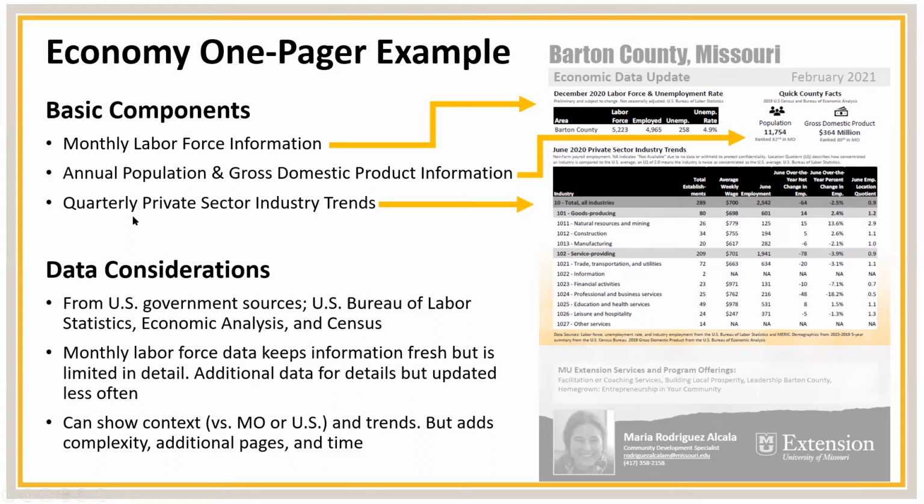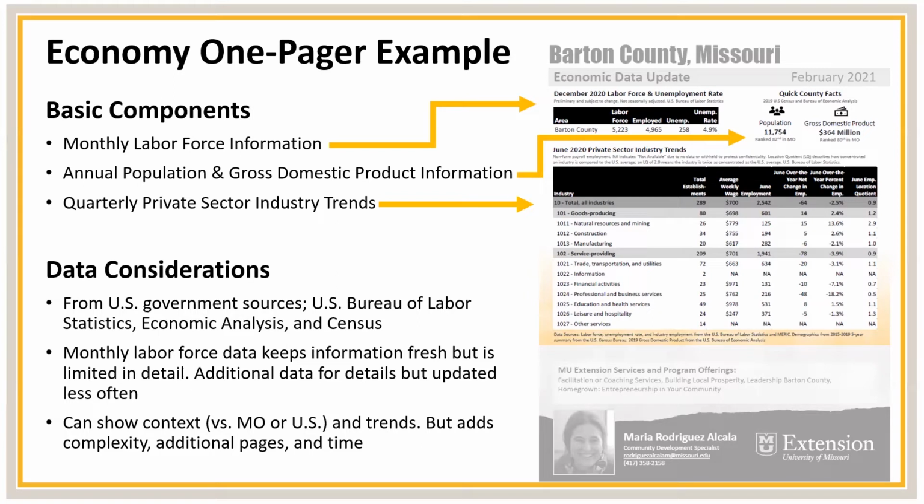And then finally, the private sector industry trends. This is quarterly, so every 3 months it comes out, and it lags by about 7 months. And so this is June 2020 data here that we're showing, but it's really fairly current in the scheme of things in terms of data, and it gives you a lot more details that you're not going to get just from your monthly labor force. So we'll talk a little bit about some of the caveats around that.